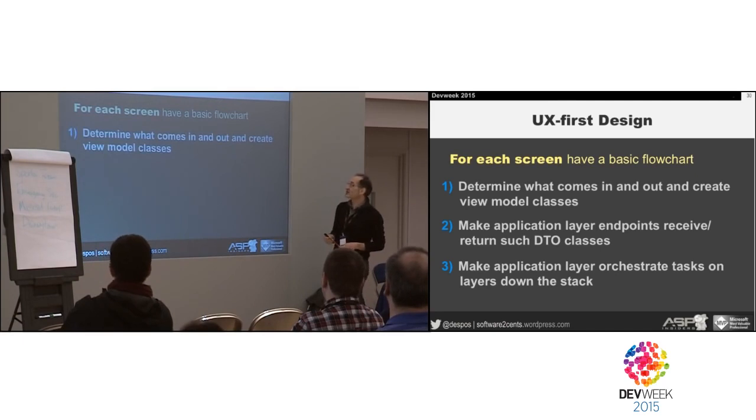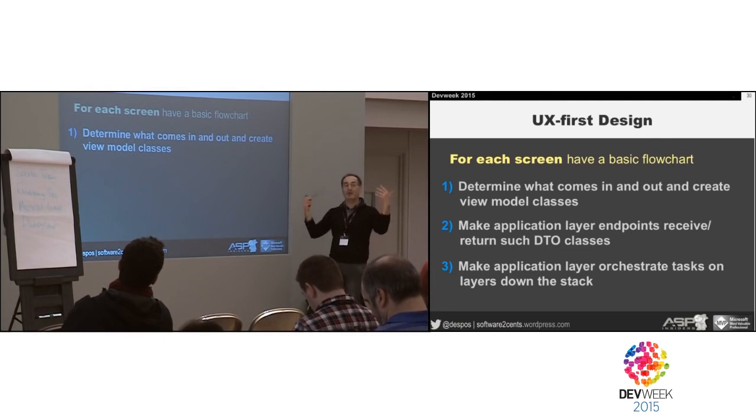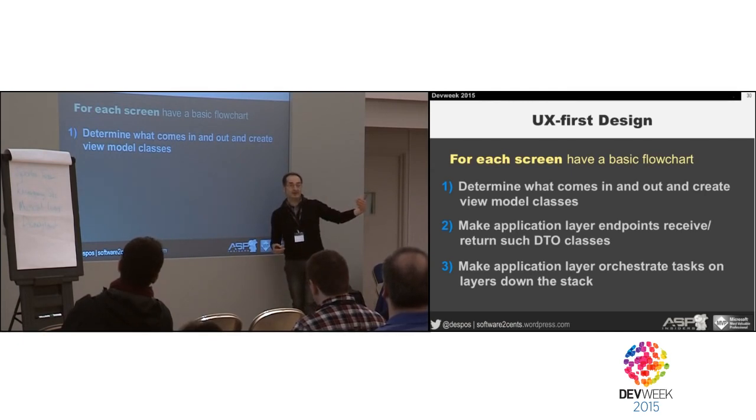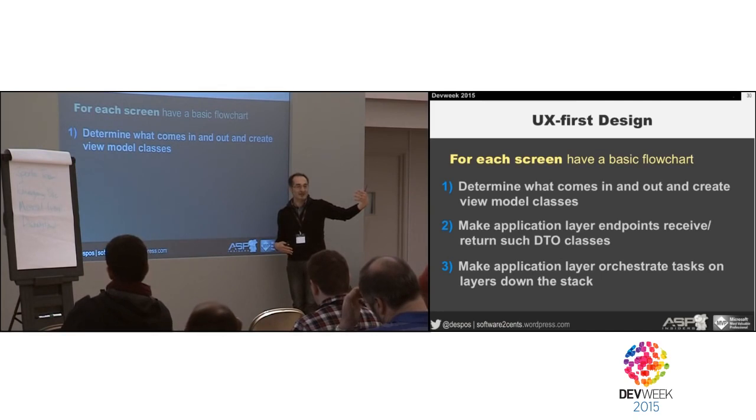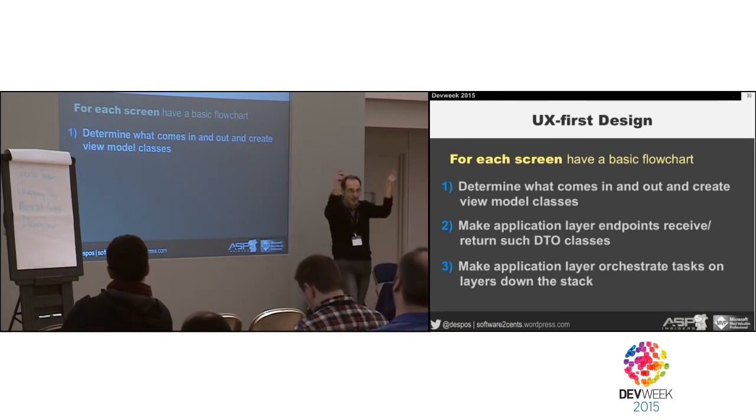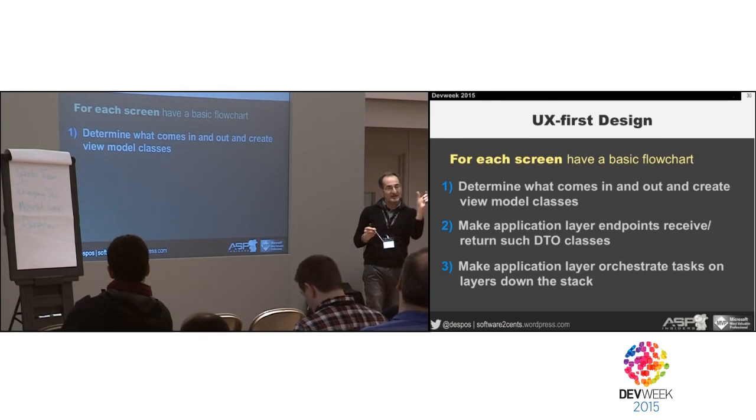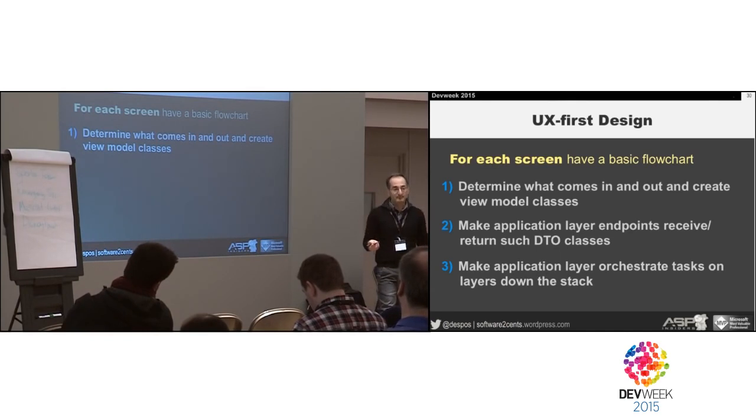In summary, for each screen, determine what comes in and out and create view model classes. Now, this is a summary of the three steps, but from a developer perspective. Once you have a screen defined, the first thing you have to do is, okay, how can I populate this screen? So what is the view model class? Which are the properties and which type, strings, numbers, whatever, that I have to get in order to display this screen? And notice that if a string has something that looks like a number, but the number is read-only, there's no reason for you to render that as a number.